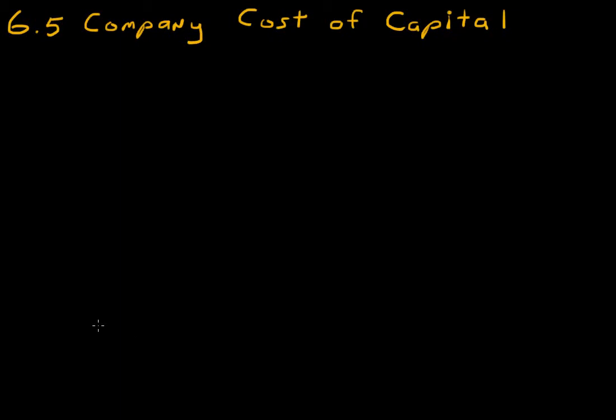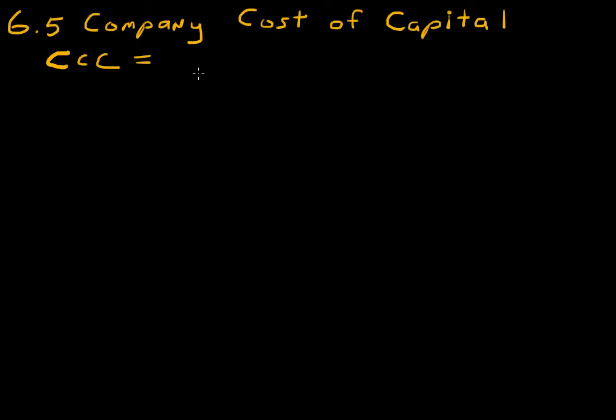Good afternoon. This lesson is going to walk through section 6.5, company cost of capital, and most of 6.6, weighted average cost of capital. As you might recall, in the last lesson we were talking about the value of the firm, and I introduced the Modigliani-Miller formula. So now we have the setup to talk about company cost of capital, which we will abbreviate as simply CCC.